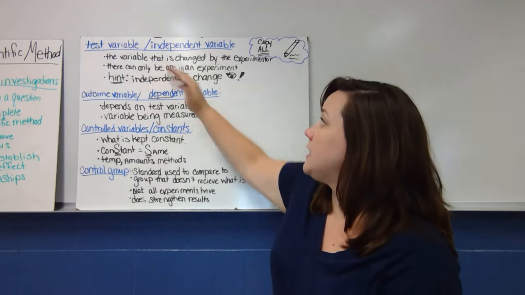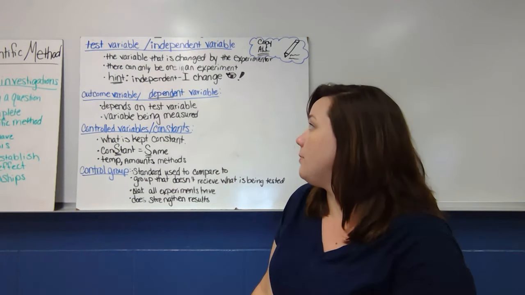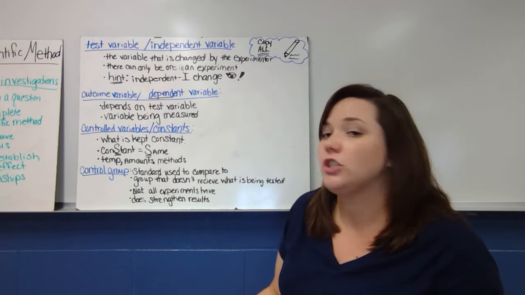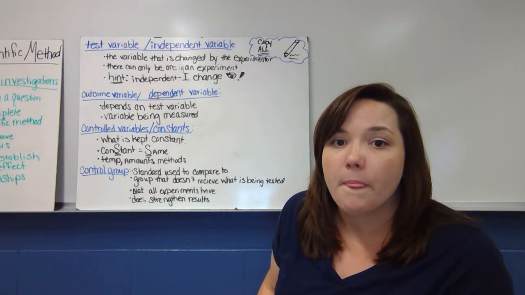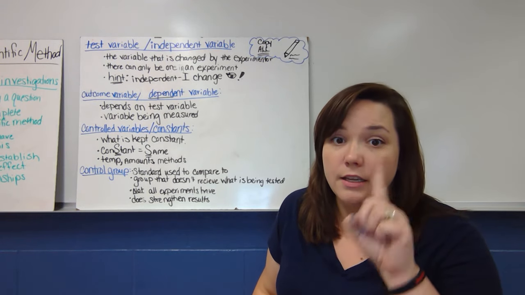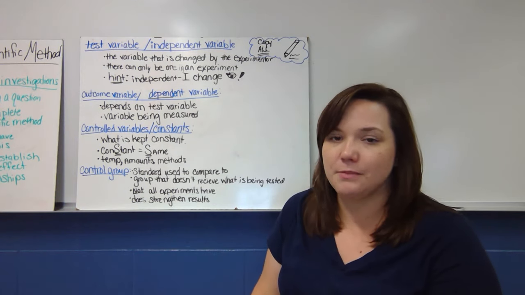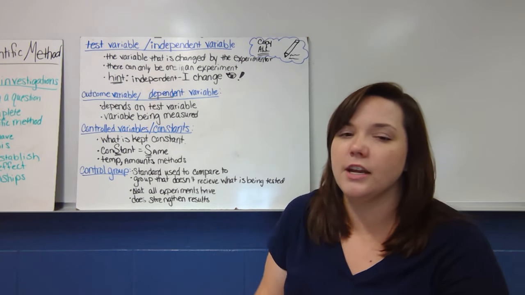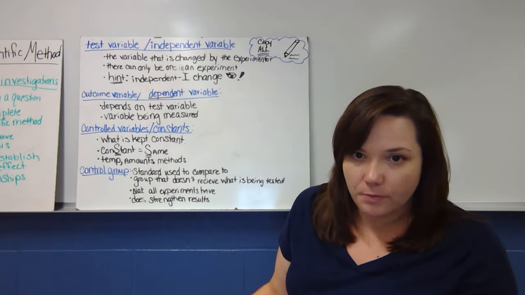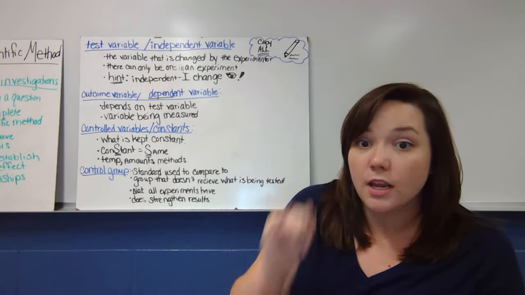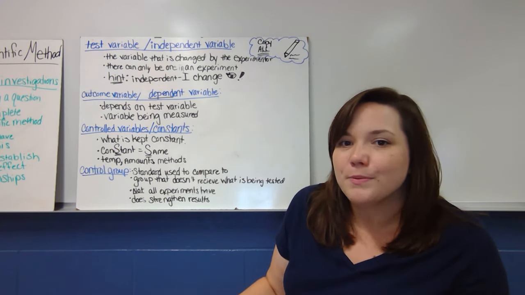So we're talking about our test variable, which is our independent variable. This is the variable that is changed by the experimenter. There can only be one independent variable. So there's only one of them, and I change it. Independent variable, I change. I know it sounds ridiculous, but it really helps you remember it. So I would recommend going, "I change," maybe when you're alone and no one's watching.